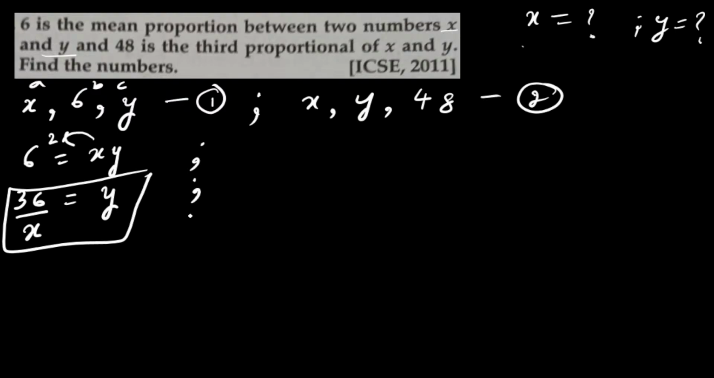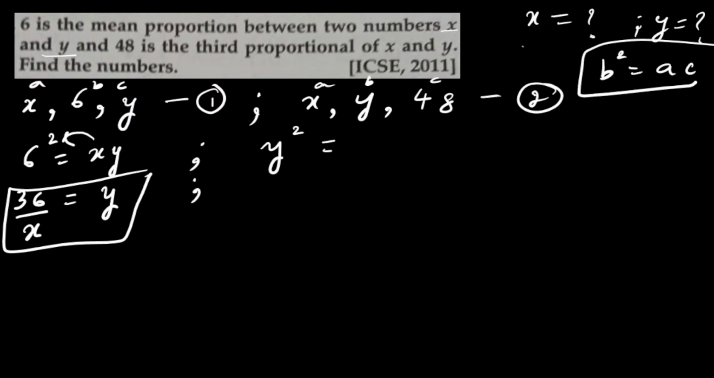Now this value we will substitute, because we got two equations. From here also we'll get one equation by applying the formula of mean proportion. So this is A, this is B, this is C. So here the formula is y square is equals to the same formula, B square is equals to AC, which we know. For continued proportion we apply this. B square is equals to AC, so y square is equals to AC, if I apply x into 48.